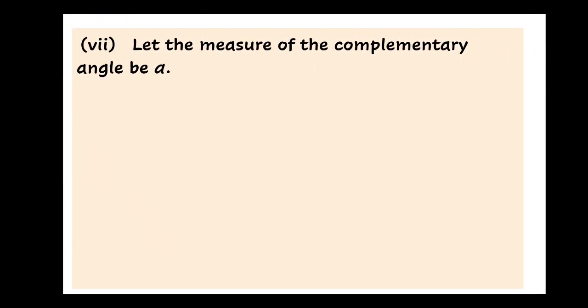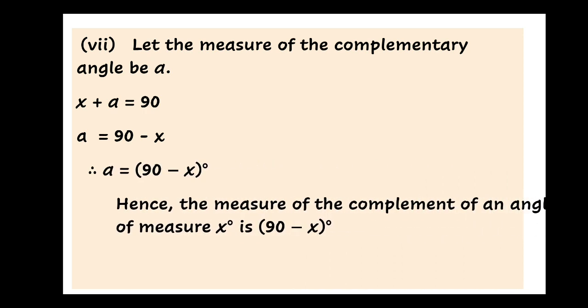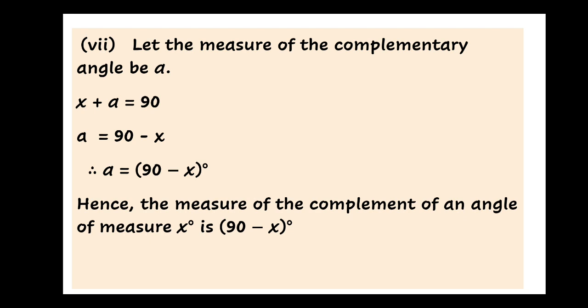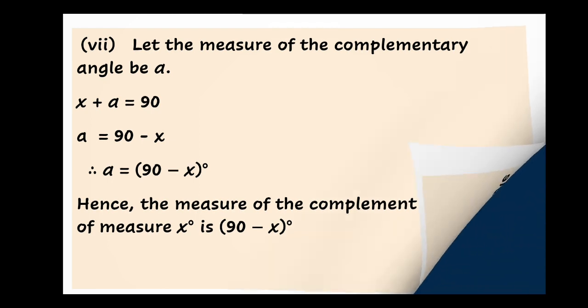Seventh one, let the measure of complementary angle be A. x plus A equal to 90 degree. A equal to 90 minus x. Therefore, A equal to 90 minus x degree. Hence, the measure of complement of an angle of measure x degree is 90 minus x degree.